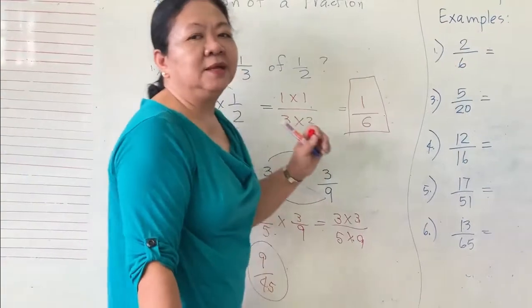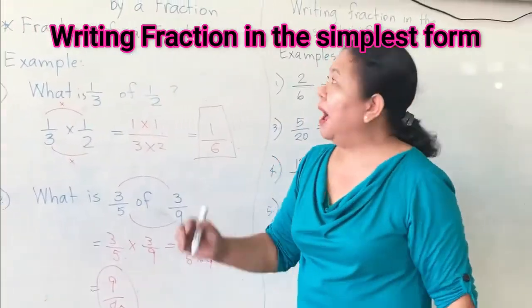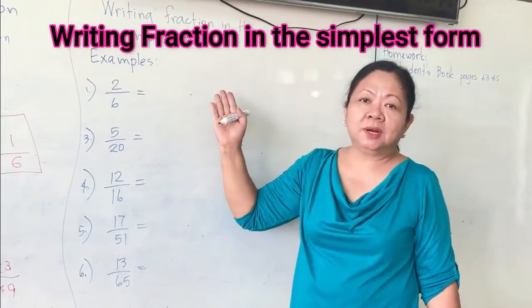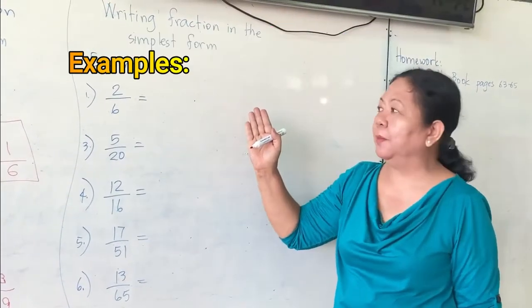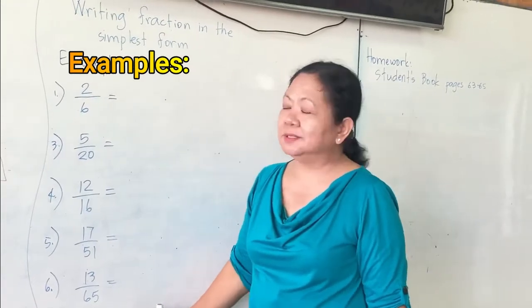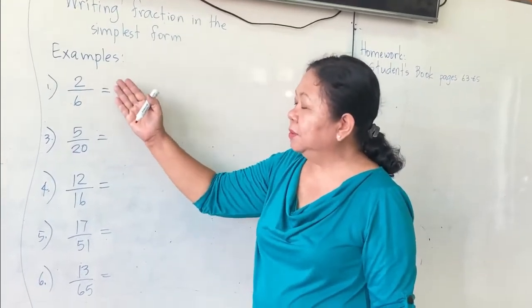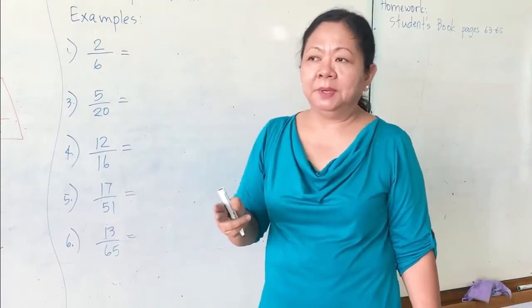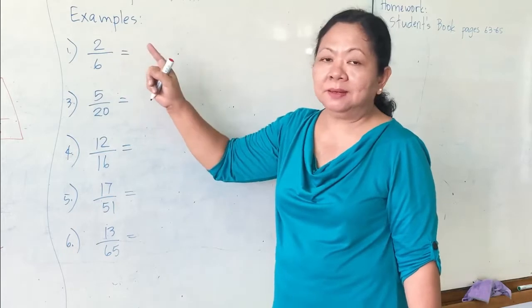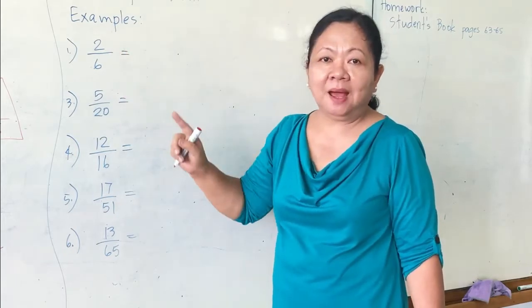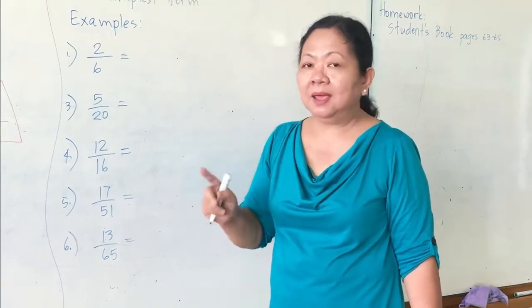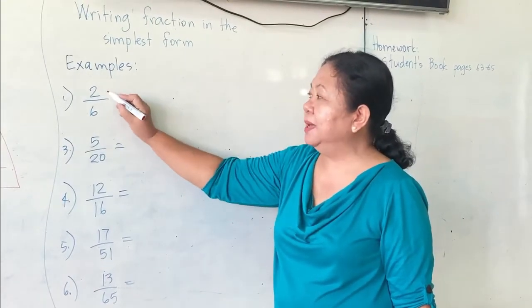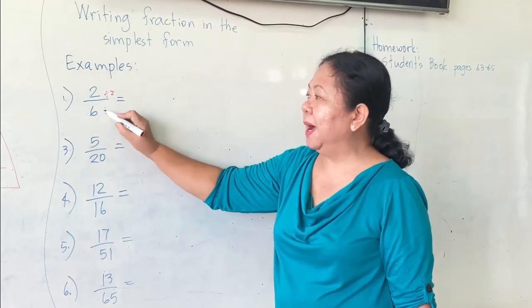Now the next thing that I will discuss is how to simplify a fraction, or how to write the fraction in the simplest form. Here are some examples. Number 1, 2 over 6. To simplify this, you need to think of a number that could exactly divide both the numerator and the denominator. When we say exactly, there's no remainder. Here, we will divide this by 2, and we will divide this by 2.